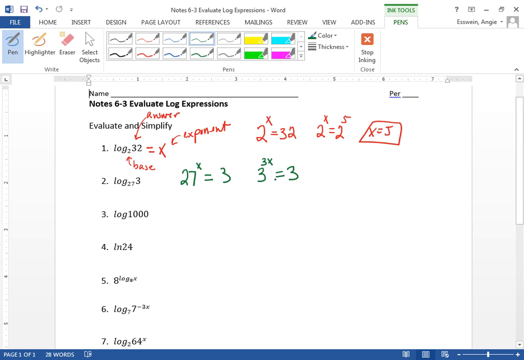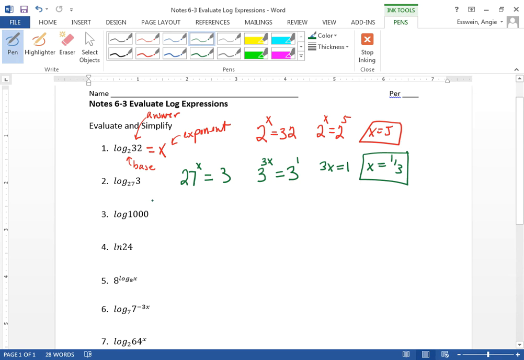And because these two bases are the same, you know there's an invisible 1 right here. So you can just set the exponents equal to each other. 3x is equal to 1, or x is equal to 1/3. And then if we go back to the original problem, what root is a 1/3 power? Raising something to the 1/3 power is the same as taking the cube root. So of course the cube root of 27 is 3. So this answer should make sense. You could have seen it in the very beginning, actually. 27 to the 1/3 is 3.